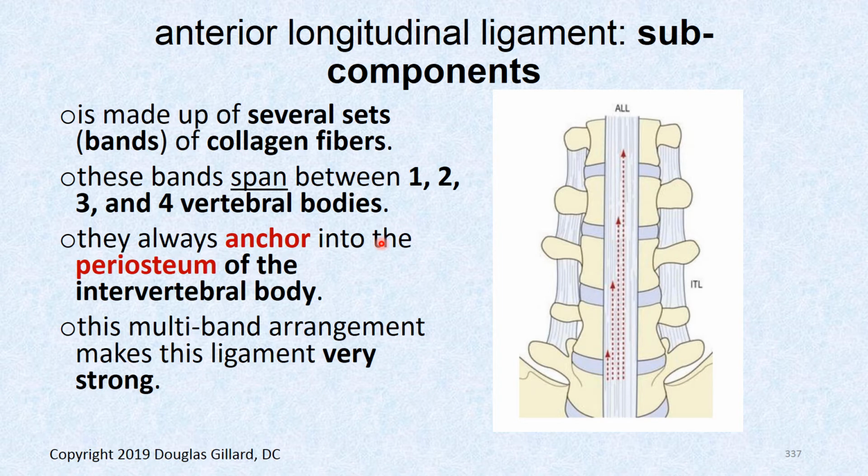If you really want to get into it, the ALL is subdivided into many different bands. One band of ligaments just attaches between adjacent motion segment members. Another band attaches between two segments. Well, you can see the arrows here. Then another one spans 3 and another one 4. So these are all mixed together. So you have varying types of bands in here. That makes this a very strong ligament is the point here.